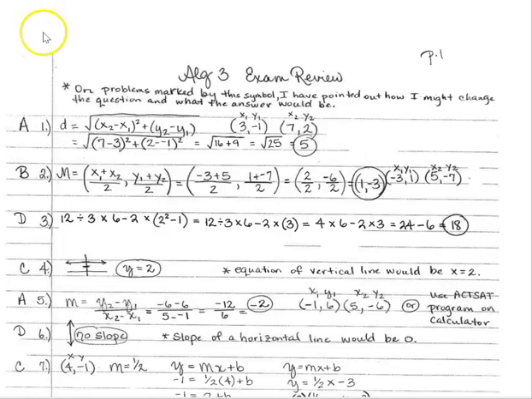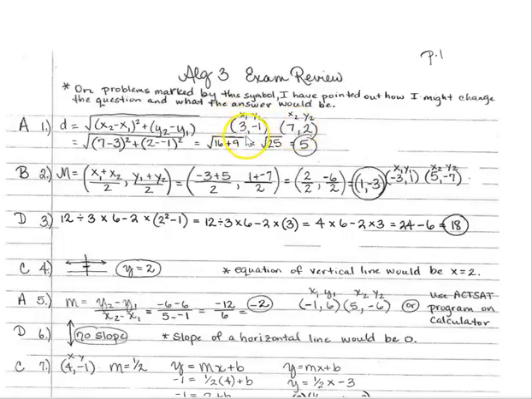Right, let's look at our exam review packet, starting with number 1. Notice that on problems that I mark with a star, I've pointed out how I might change that question and what the answer would be. Because remember, we said for the exam, it's going to be just like these questions, only I'll change an x to a y, or an x-intercept to a y-intercept, or horizontal to vertical, or change the names or numbers, that type of thing. Okay, so for number 1, it says find the distance between these 2 points.